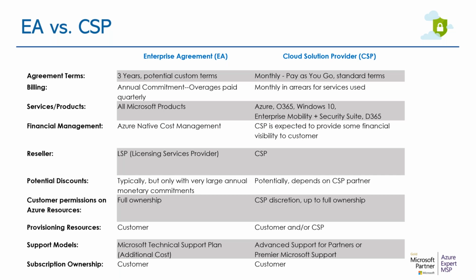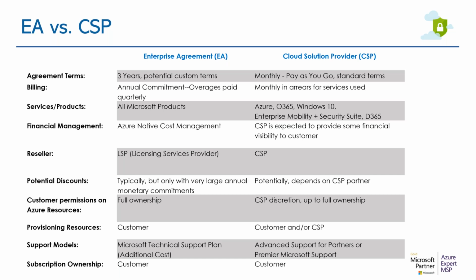The customer resource or customer permissions on Azure resources. As an EA, you fully own the subscription and everything there. Absolutely yours. On CSP, you do really own that subscription. It is the CSP's discretion whether to give you up to the full ownership on that subscription. Different CSPs do different things, and we'll talk about what CoreTech does on that later, but be aware that yes, you can get up to the full ownership.